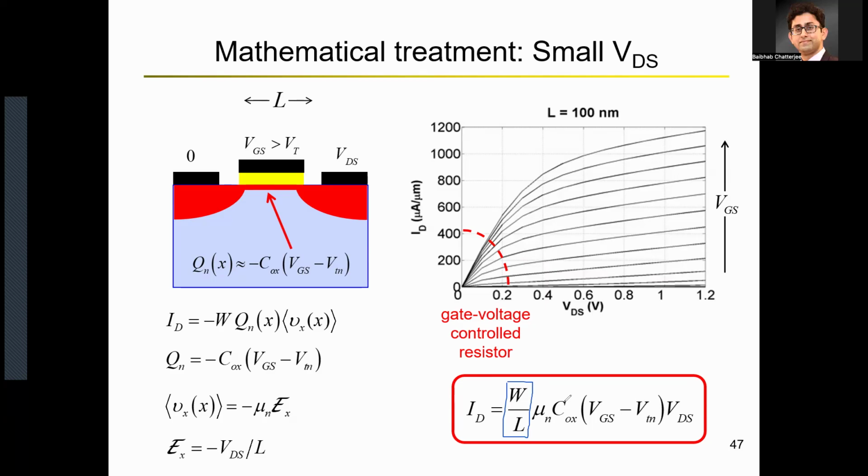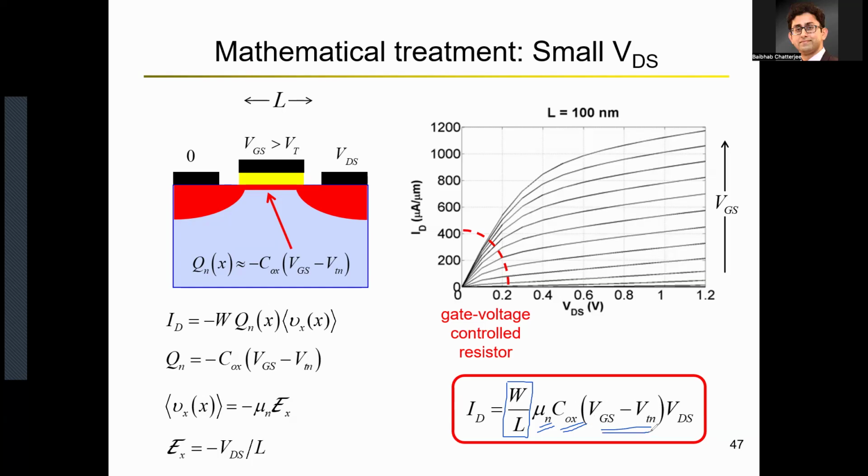So the designer's job is to fix what is the W over L. That's all the designer does. The designer does not care about anything else. Mu n is the mobility of the electron. You cannot change it. Cox is the oxide capacitance per unit area, a material property. You cannot change it unless the thickness of the oxide changes, which the designer has no control over.